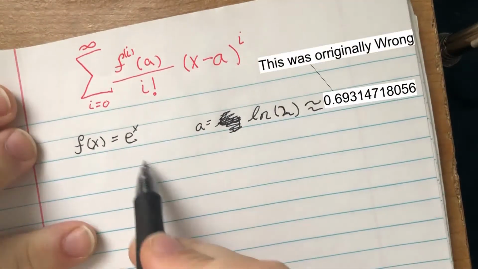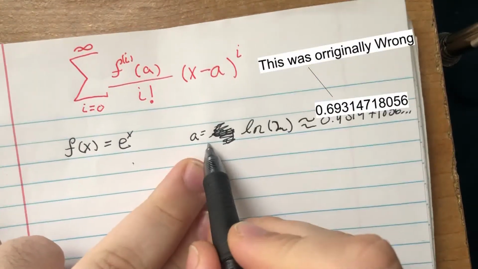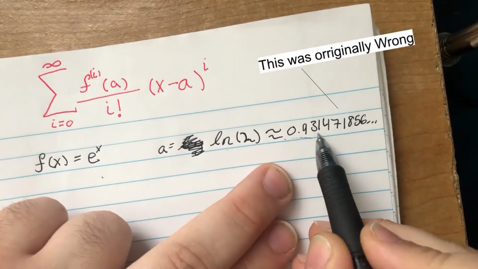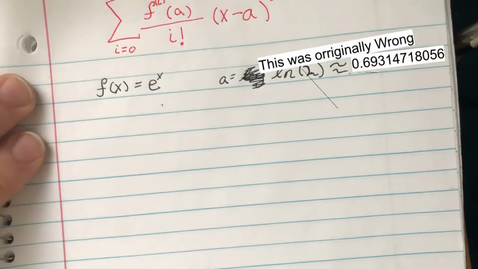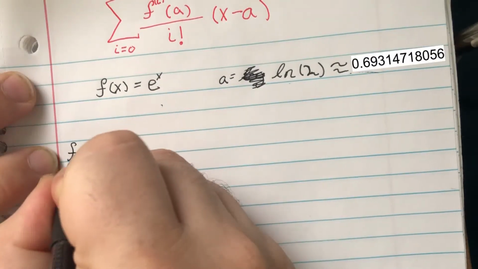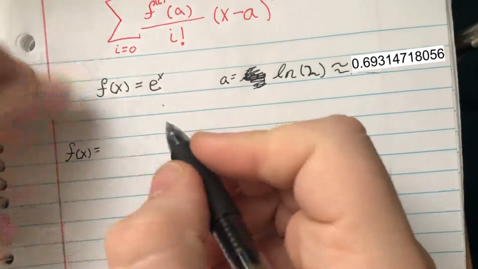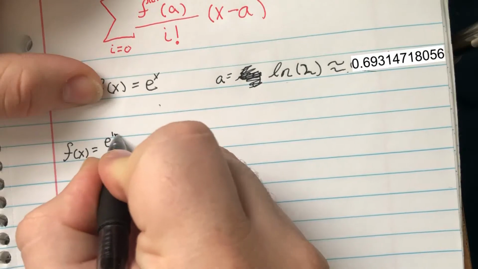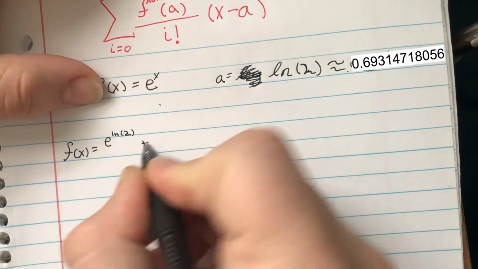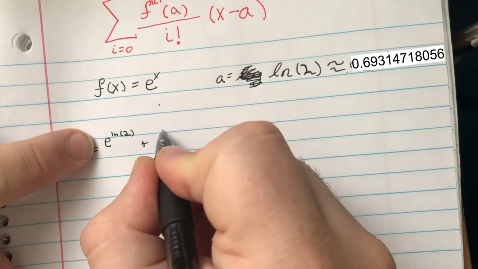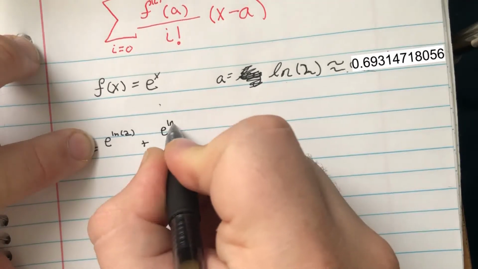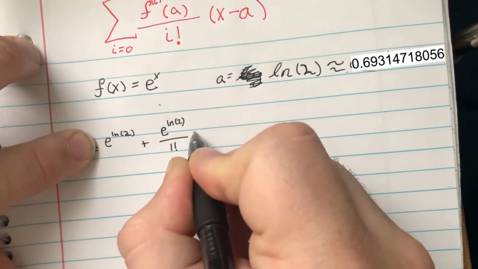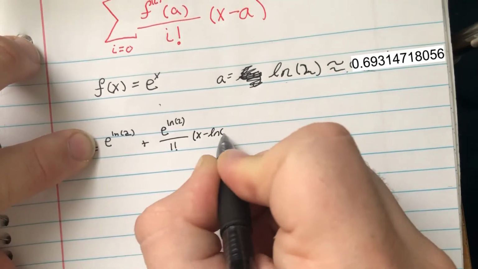We have e to the x, and I'm going to expand around a equals the natural log of 2, which is about 0.7, that mess. So we have f of x is going to be equal to, first we just have e to the natural log of 2, plus the derivative of that is going to be e to the natural log of 2 over 1 factorial, x minus natural log of 2.